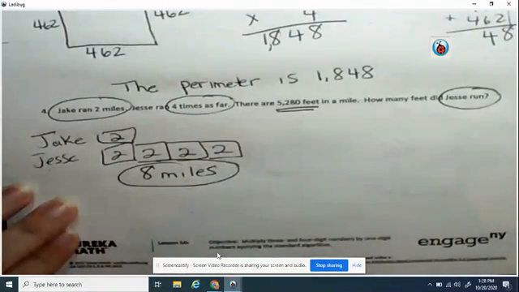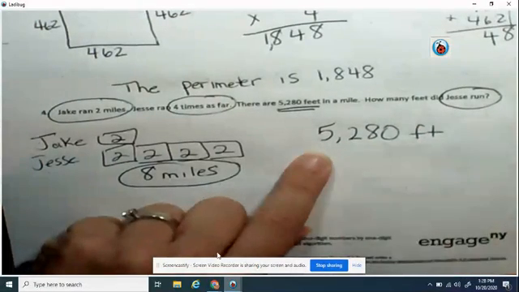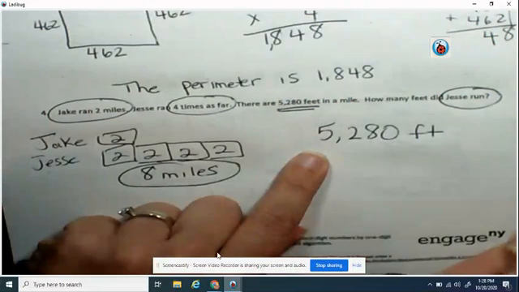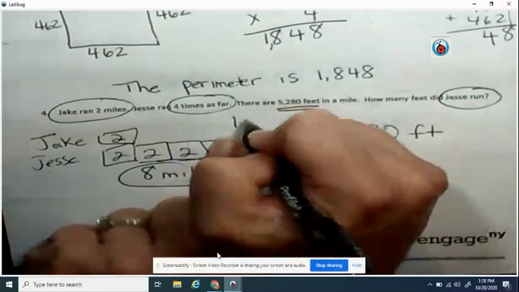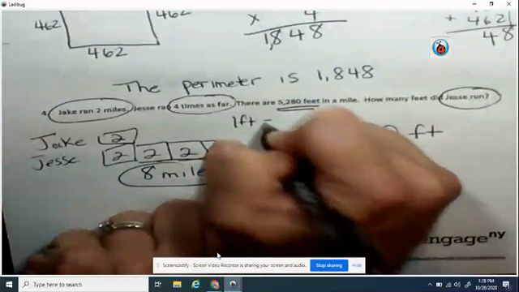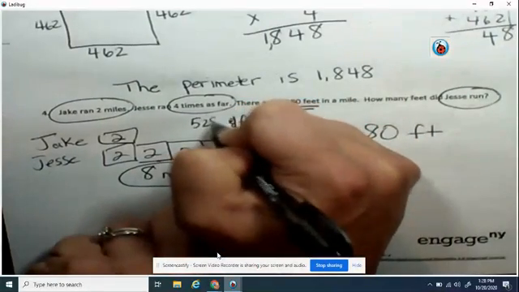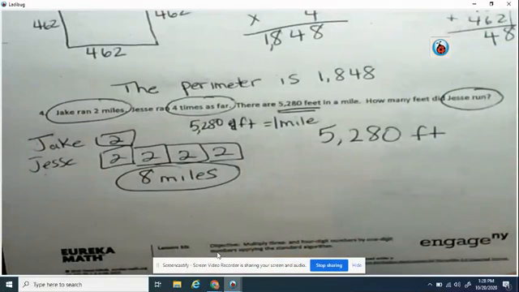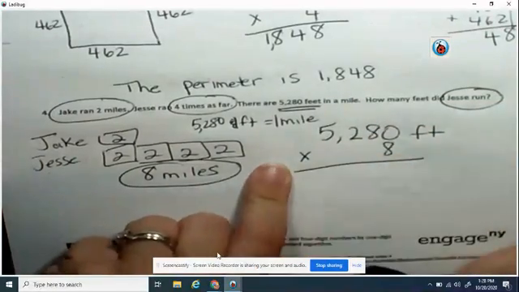Okay, then we know that there are 5,280. You know how I remember this? Feet in a mile. 5 tomato. It's not really a 5 tomato, but 5280 kind of sounds like 5 tomato. And whenever I think of how many feet are in a mile, I always remember 5280, 5 tomato. That's how I remember there are 5,280 feet in a mile. Okay, so we're going to do that times 8 because he ran 8 miles.